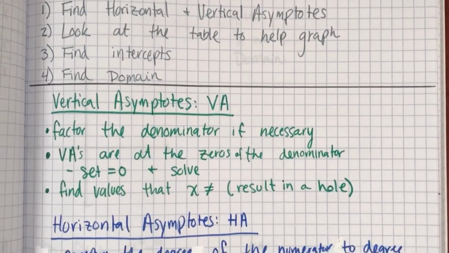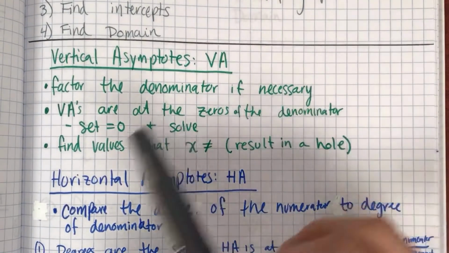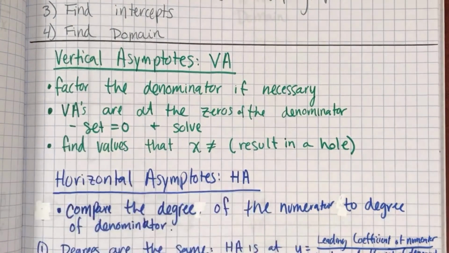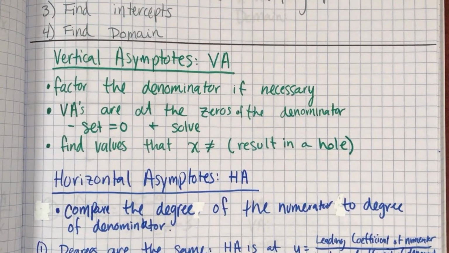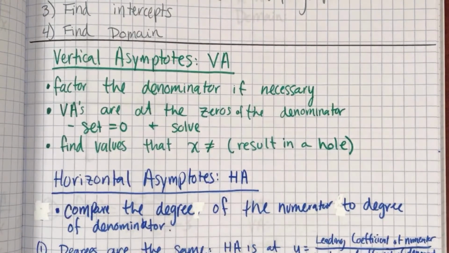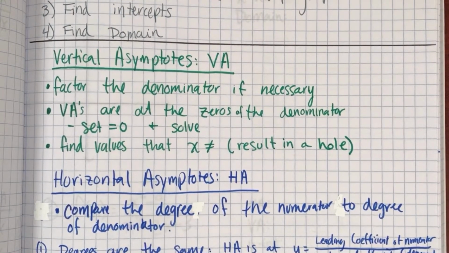All right. So first of all, looking at our vertical asymptotes, to find this, we are going to factor the denominator if necessary, and then our vertical asymptotes, which I'm going to abbreviate as VA, are located at the zeros of the denominator. So what we're going to do is just set that denominator, after we factor it, equal to 0 and solve. And then we're going to find values that x can't equal that may or may not result in a hole, which we're going to be talking about in part 2, I believe. So that's how we find our vertical asymptotes.